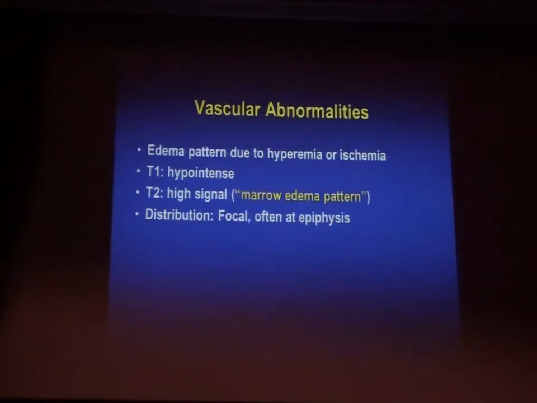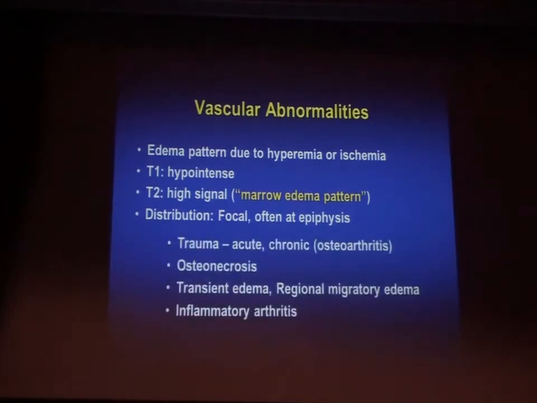This is a broad category, vascular abnormalities. What we're really referring to here is a bone marrow edema-like pattern as a result of hyperemia or ischemia because of some process in the bone. So these processes tend to be high signal on T2-weighted images. They're often focal, often seen at the epiphysis. This is what we see in the setting of trauma, osteonecrosis, transient edema, and reactive edema in the setting of inflammatory arthritis.